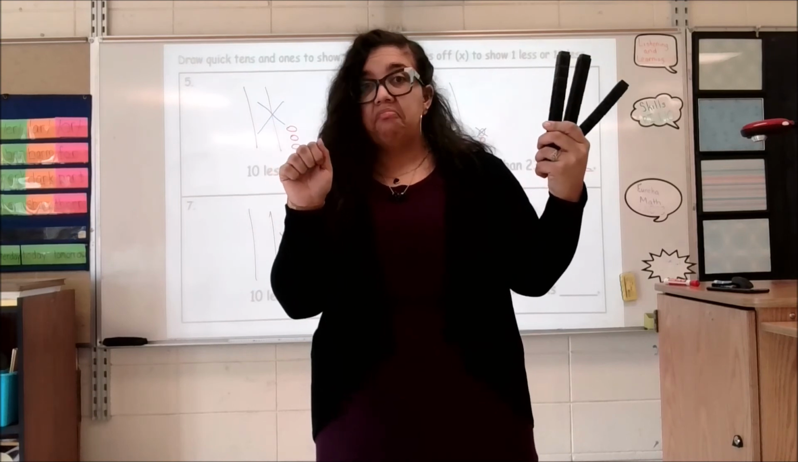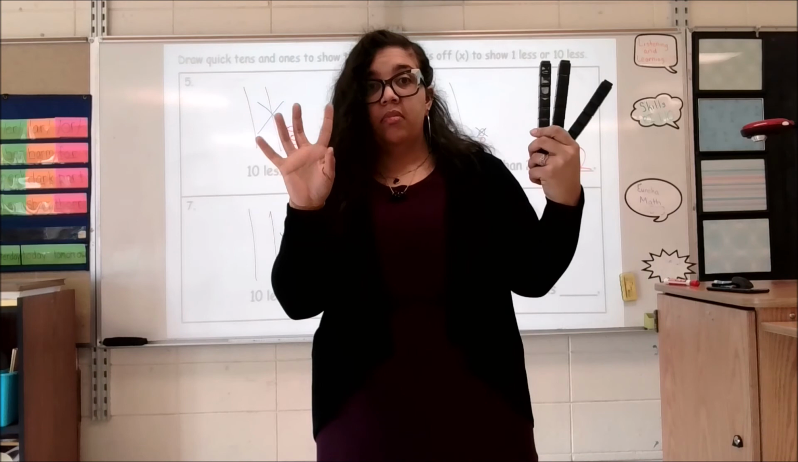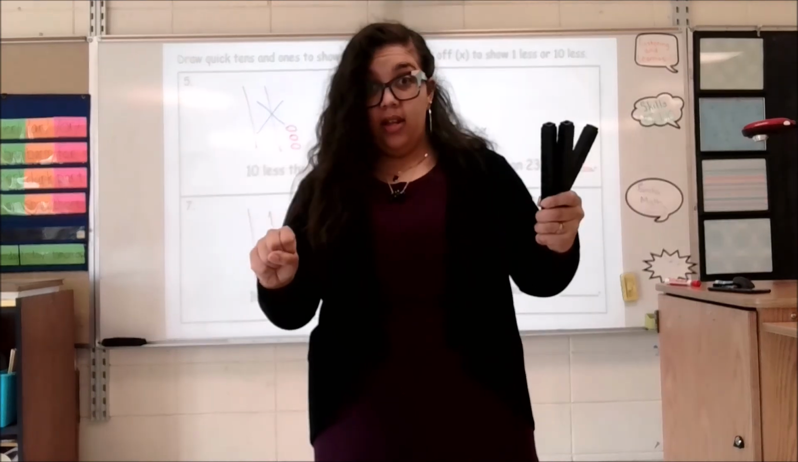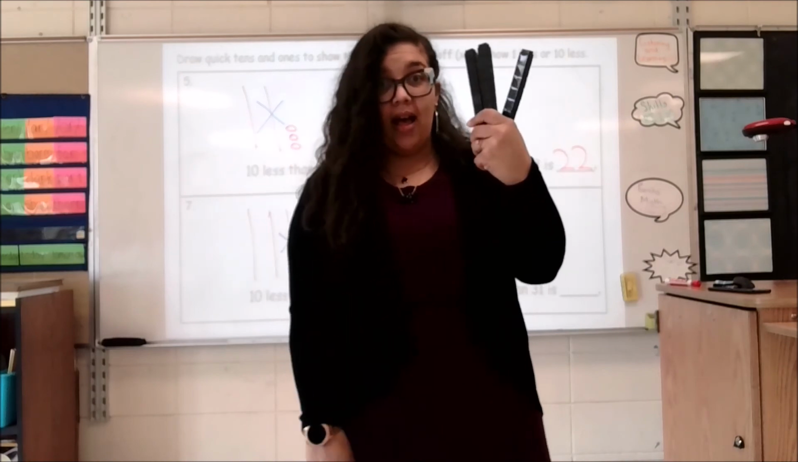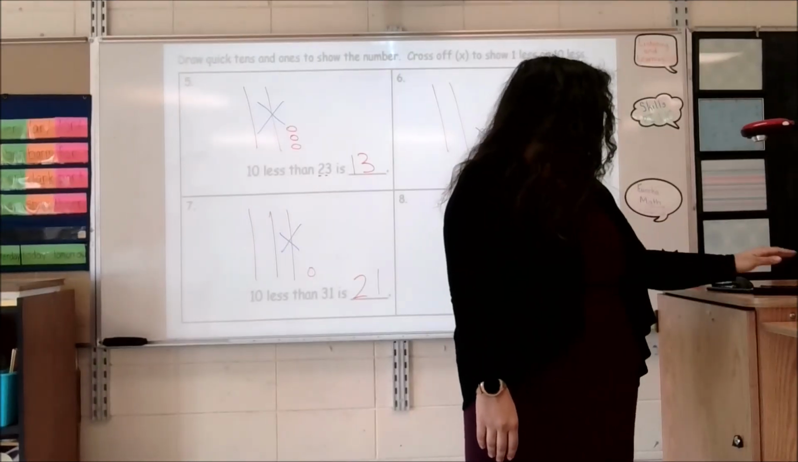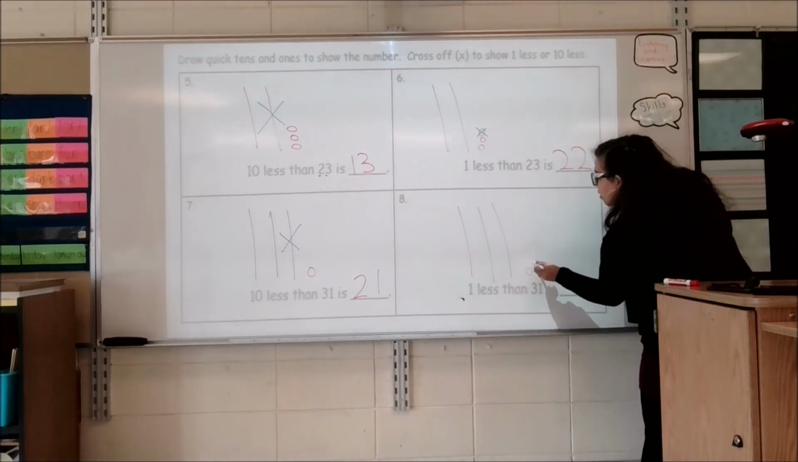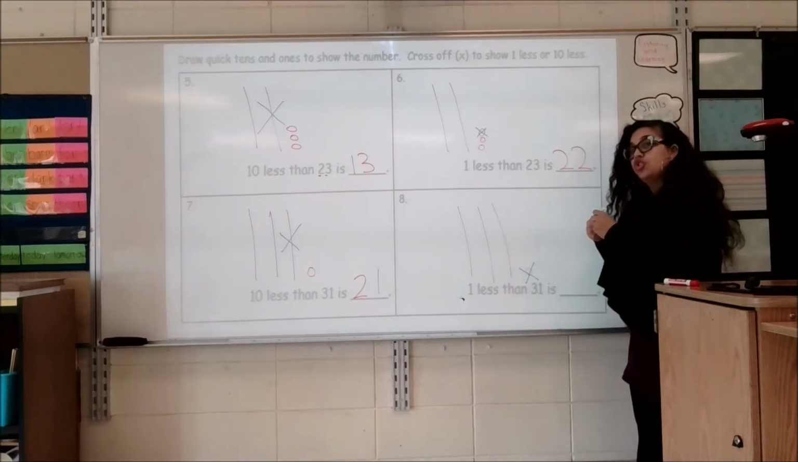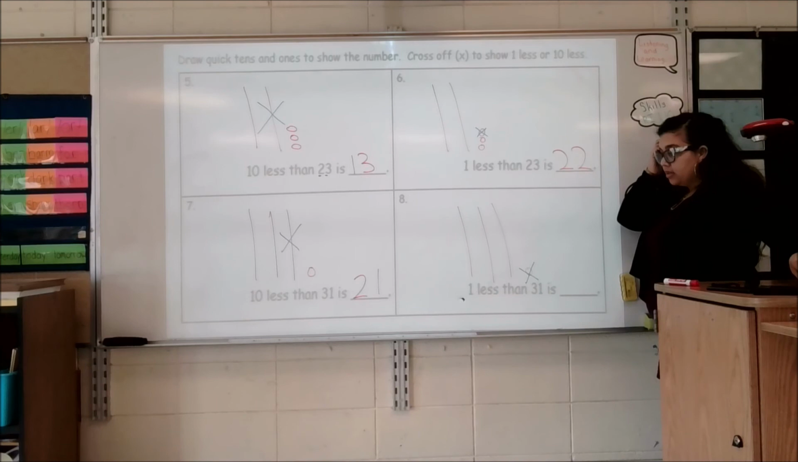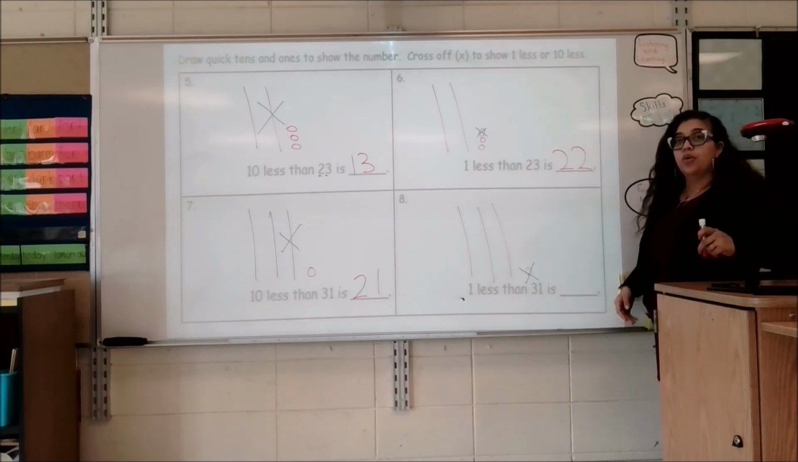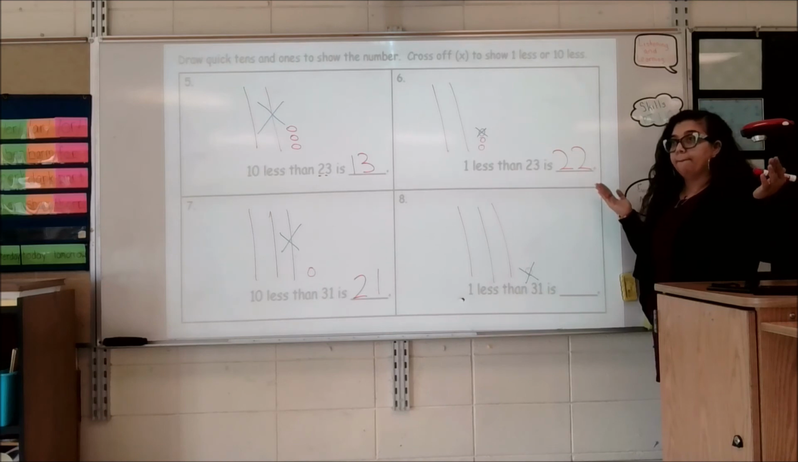Did I touch this? Did this move? How many loose ones are left? None. So breaking it down and taking 1 away, I'm left with 3 intact groups of 10. So in my picture, I'm going to show that change. I'm going to show what I did. So the question I now have is, 1 less than 31 is what?